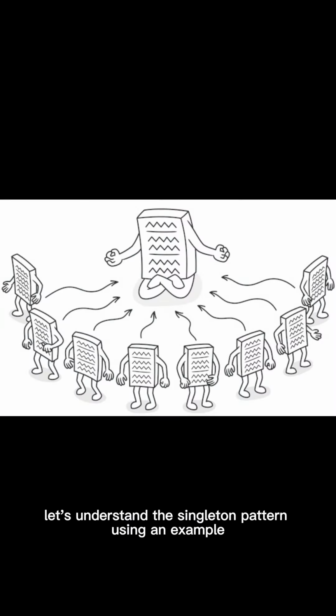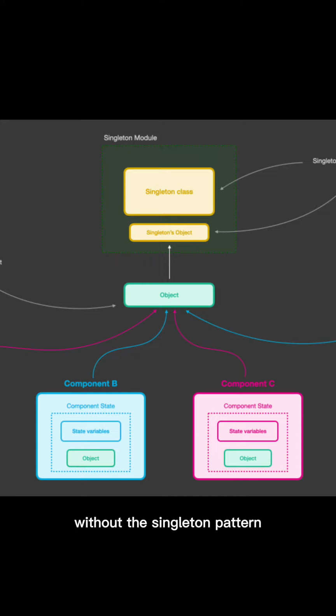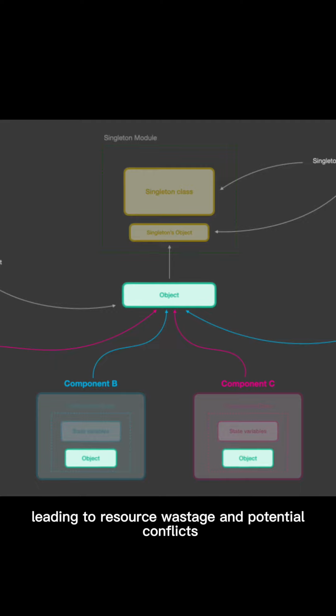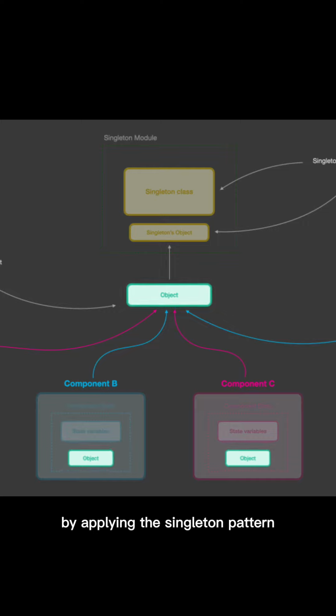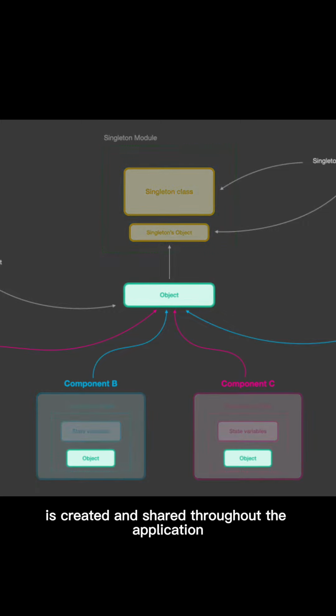Let's understand the Singleton pattern using an example. Imagine a scenario where we need to manage a single database connection object in our application. Without the Singleton pattern, multiple instances of the database connection object could be created, leading to resource wastage and potential conflicts. By applying the Singleton pattern, we can ensure that only one instance of the database connection object is created and shared throughout the application.